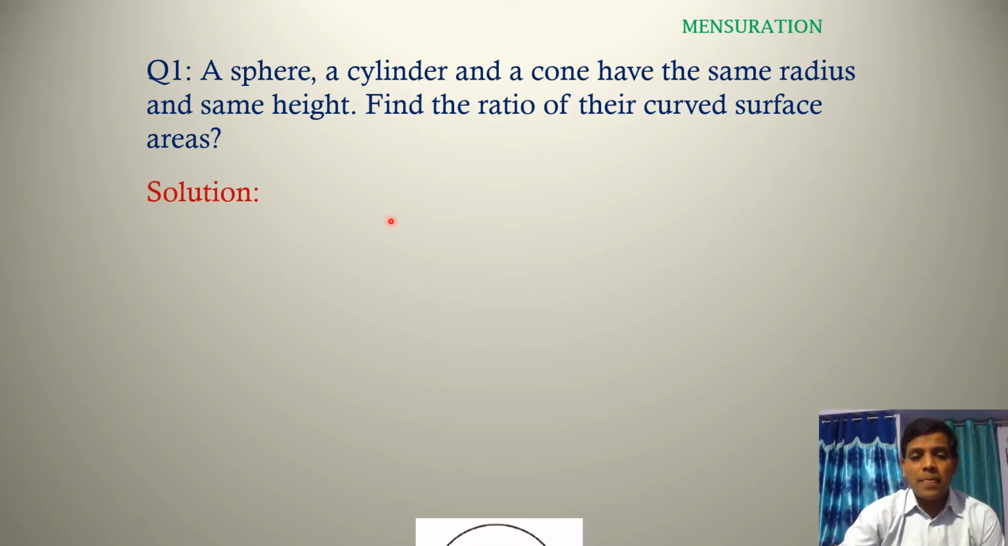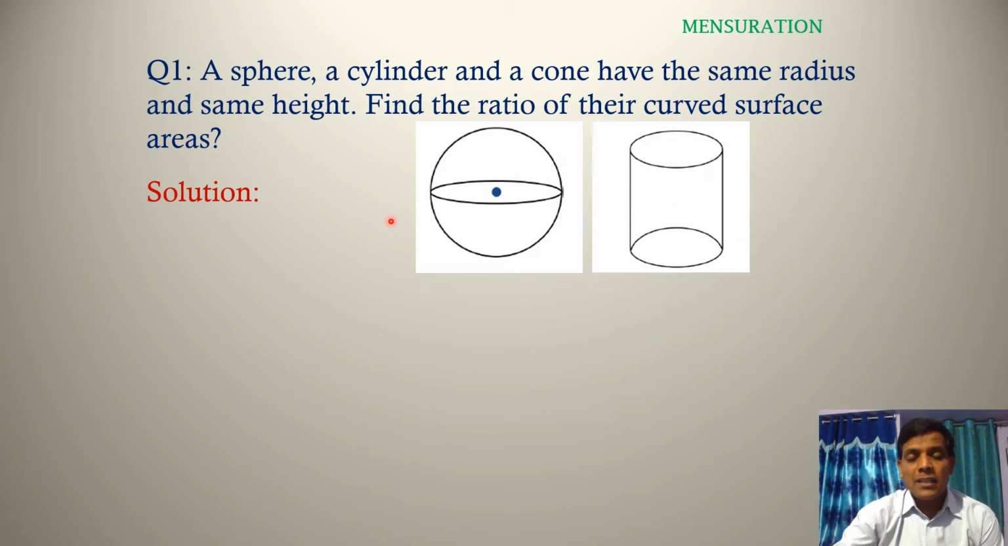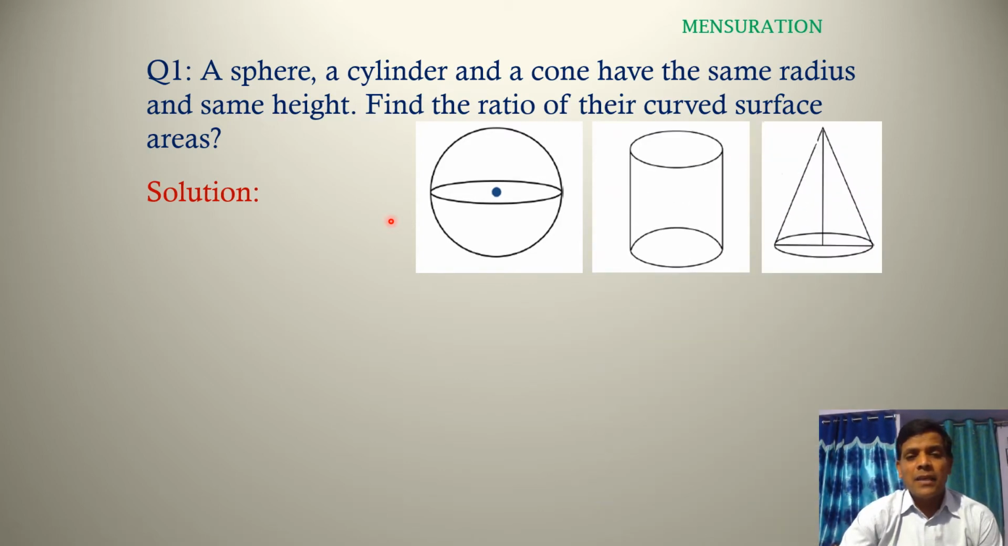Draw the diagrams: sphere, cylinder and cone. Here the radius of the cylinder, the radius of the cone and the radius of the sphere are equal. And the height of the cylinder, the height of the cone and the height of the sphere are also equal. Remember one thing: the height of the sphere equals the diameter of the sphere. What is the relation between diameter and radius? Diameter equals 2 radii.